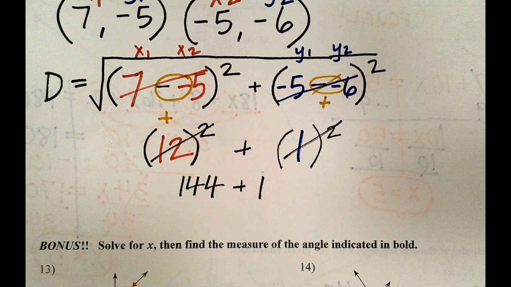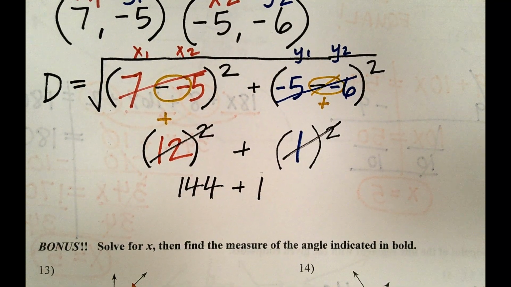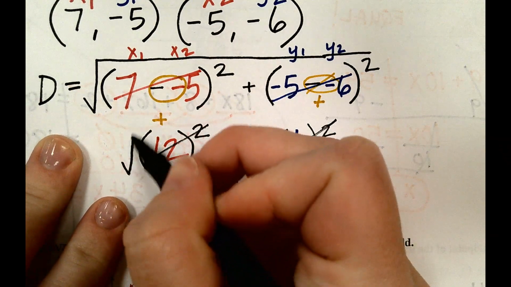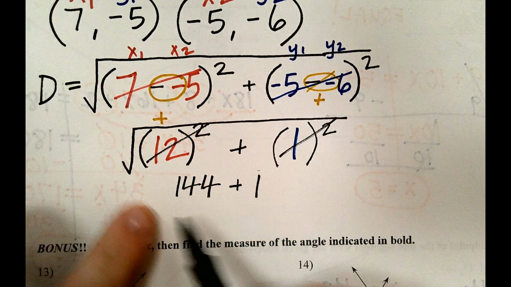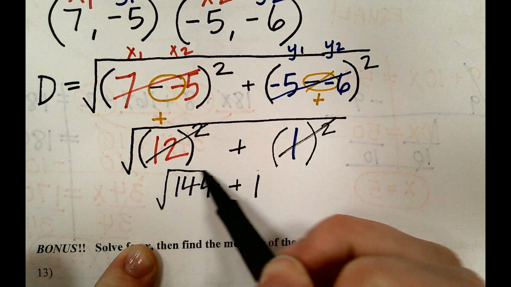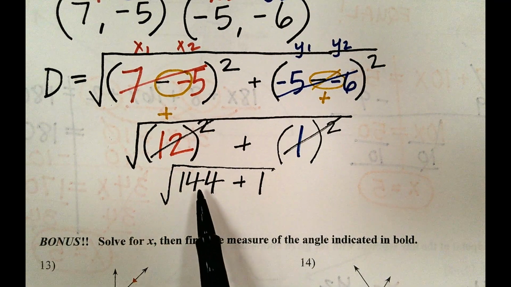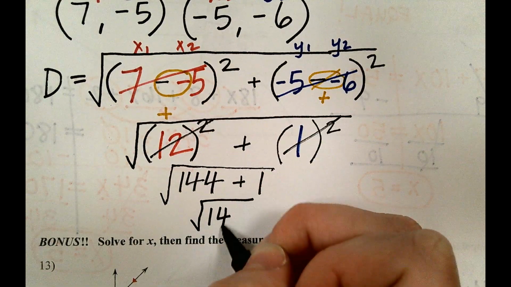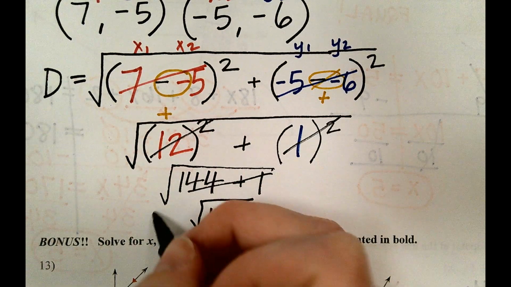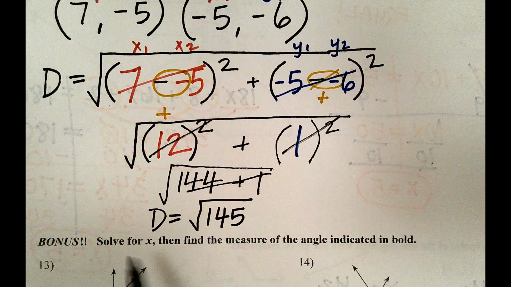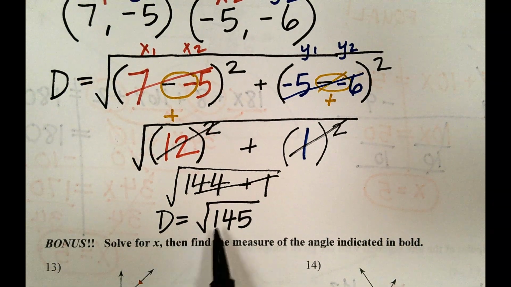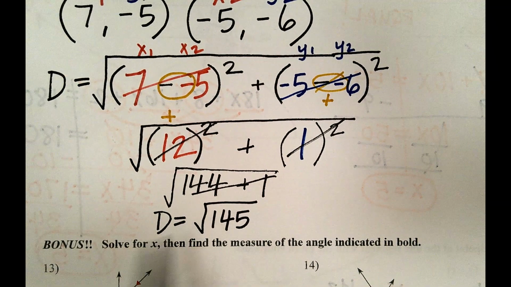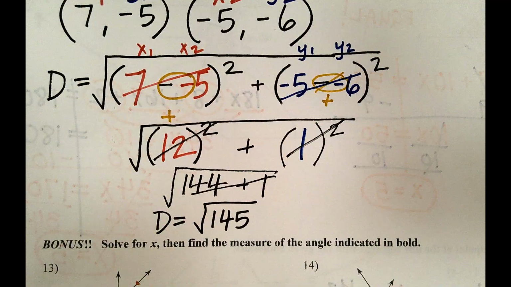But what are we missing? What did I not bring down in the second step? My square root. Oh my gosh. So I gotta bring it down again, don't I? 144 plus 1 we said is 145. So D equals the square root of 145. You're going to get a decimal.